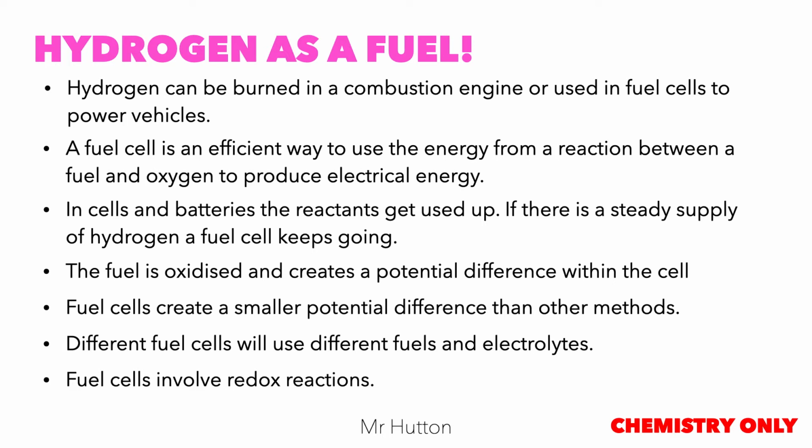In cells and batteries, our reactants get used up and they stop working, but when we use the hydrogen fuel cell, as long as we have a steady supply of hydrogen, then it will keep going for as long as we want it to. The fuels get oxidized, and it's through this oxidation of the fuel that we create the potential difference which then generates our electrical energy. So fuel cells themselves create a smaller potential difference than other methods. So these hydrogen fuel cells do create a smaller potential difference, and that's one of the drawbacks. If we needed a large voltage, we'd have to bolt quite a few of these together to use that.